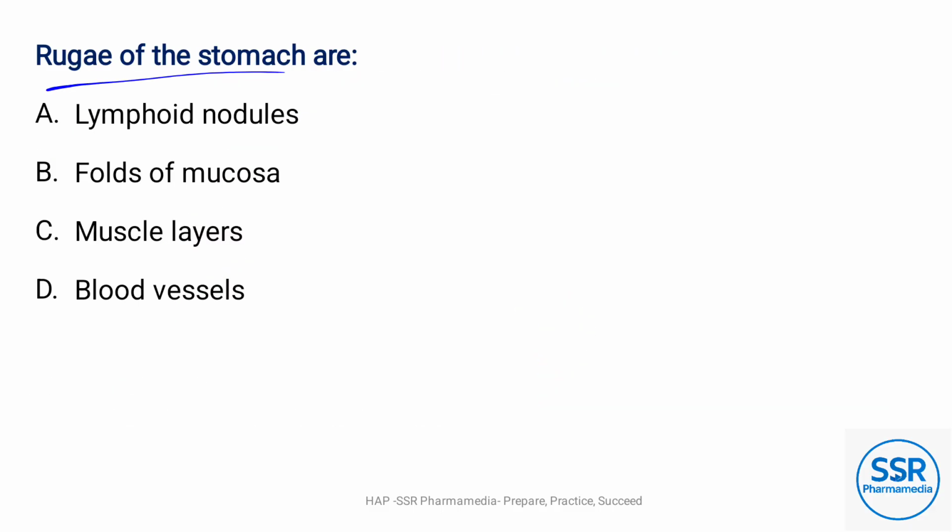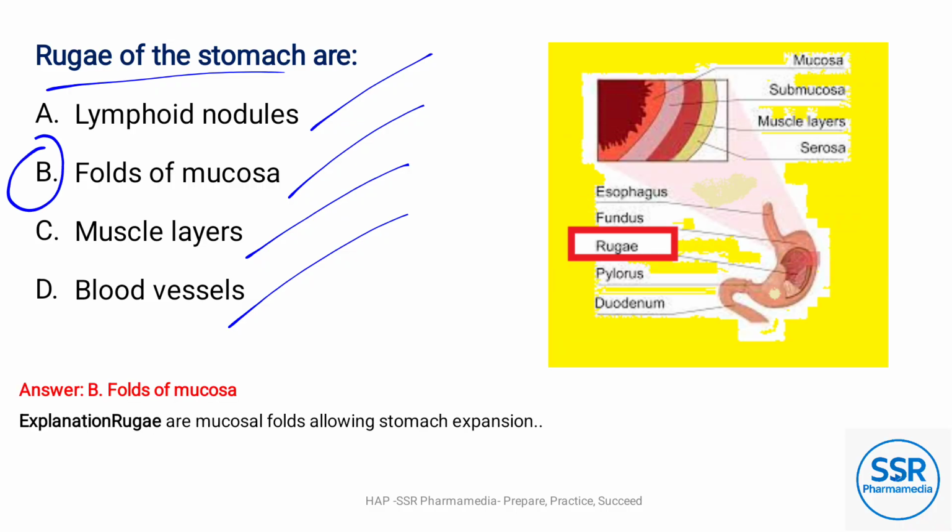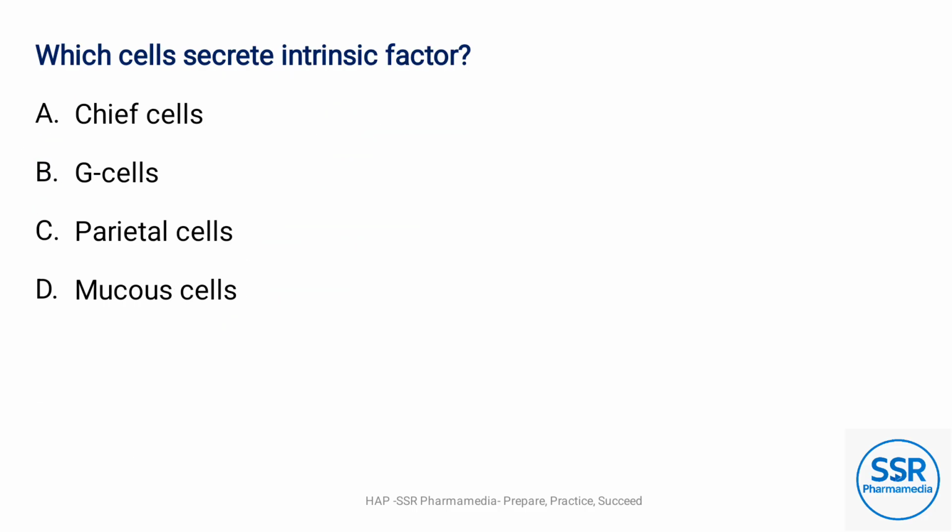Rugae of the stomach are option A, lymphoid nodules. Option B, folds of mucosa. Option C, muscle layer. Option D, blood vessel. The answer is option B, folds of mucosa. Rugae are mucosal folds allowing stomach expansion. This is called rugae, which is involved in stomach expansion.